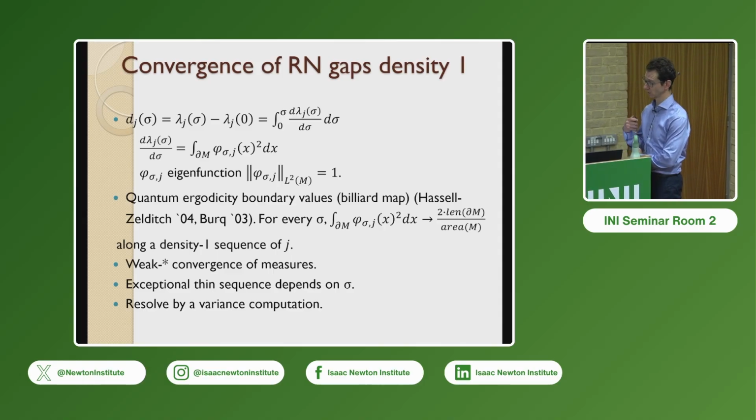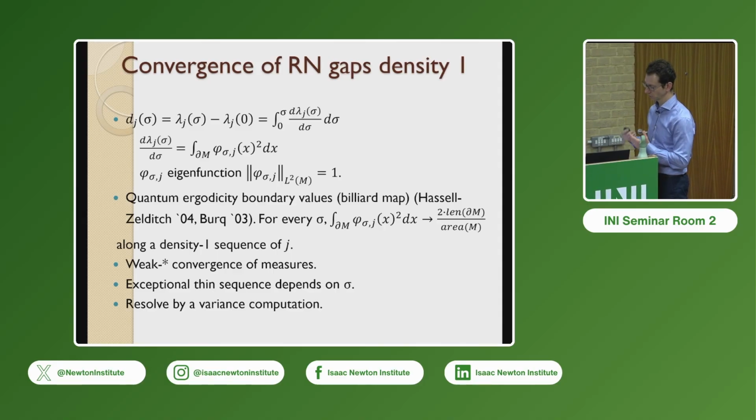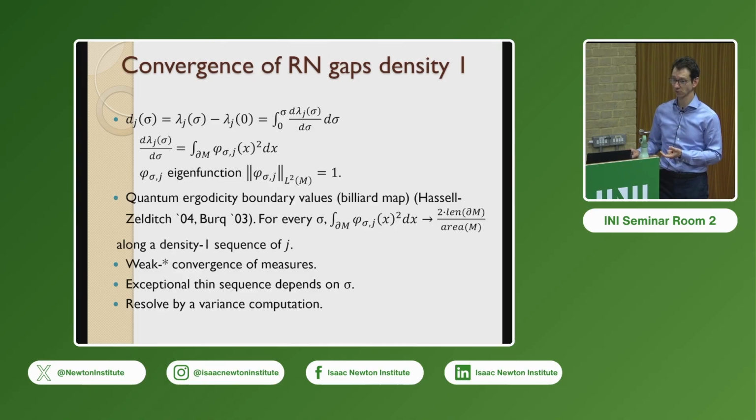But in fact, it's a stronger result. It's not just a convergence of the masses, but a weak star convergence of measures. The caveat here is that the exceptional thin sequence of J depends on sigma. So we cannot just substitute this variational formula and say that for every sigma we have this convergence, and therefore we can integrate it.